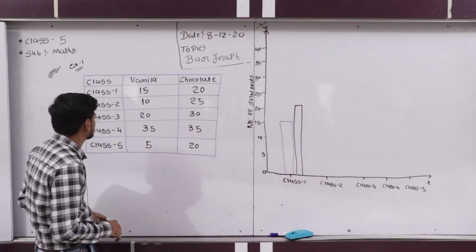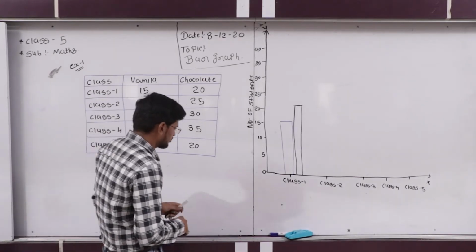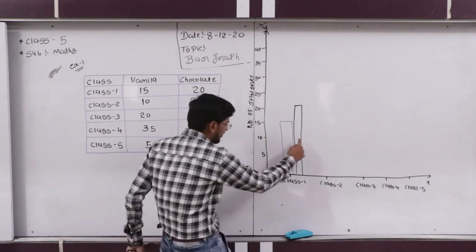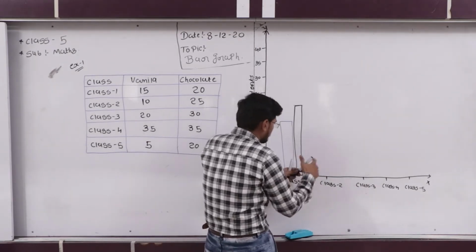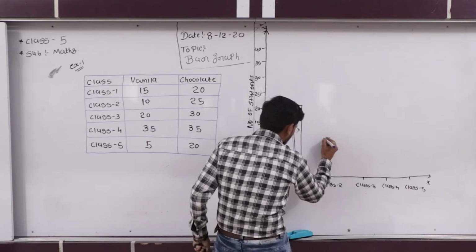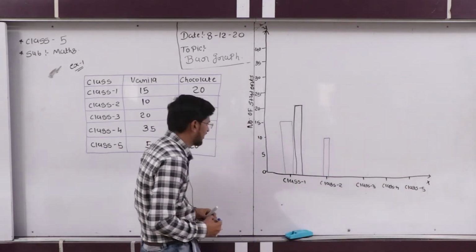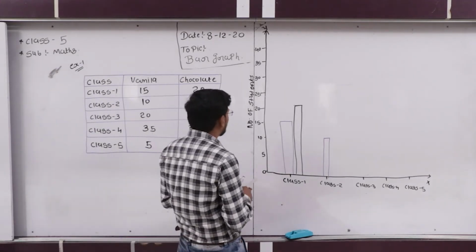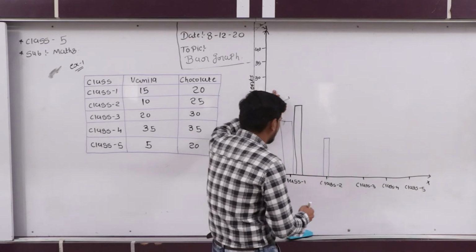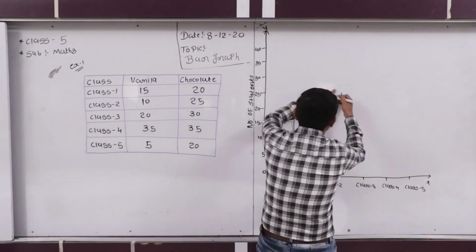Now about class 2, how many students like vanilla ice cream? 10 students. So find 10 on the y-axis, it is here, and find class 2 on the x-axis, it is here. Draw it here. Class 2, 10 students like vanilla ice cream and 25 students like chocolate. So find 25 on the y-axis and find class 2 on the x-axis, here and here. So we draw here.